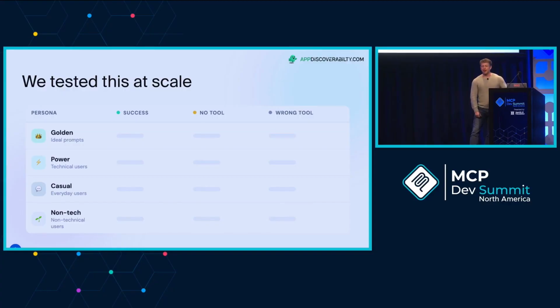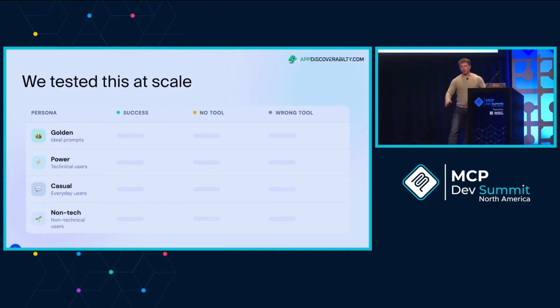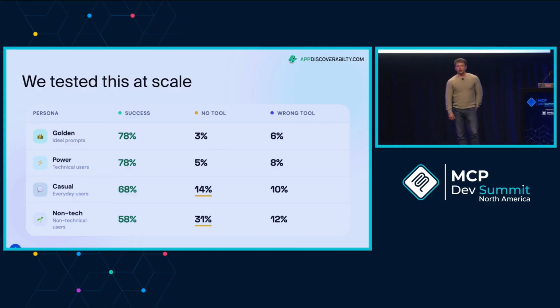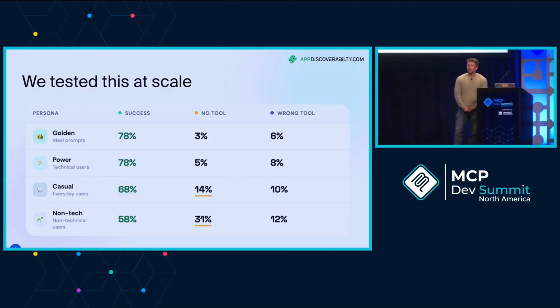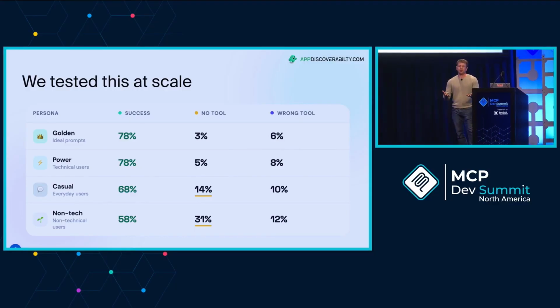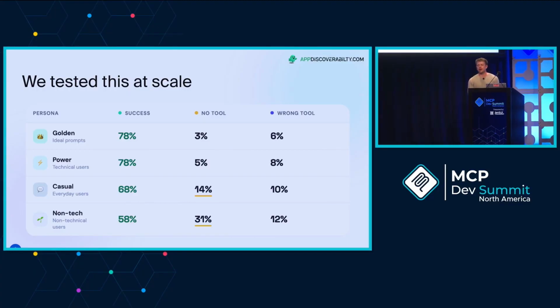So we did 5,000 prompts to the same models to see what happens with different personas, with different types of prompts. And a very, very striking 20-point difference between a golden prompt set user and a non-technical user. So they have the same intents. They just explain it in a totally different way. Invocations way down, wrong tools way up. So if you're not understanding how your users are actually prompting, you're not going to get an accurate view of, is your app actually being invoked?